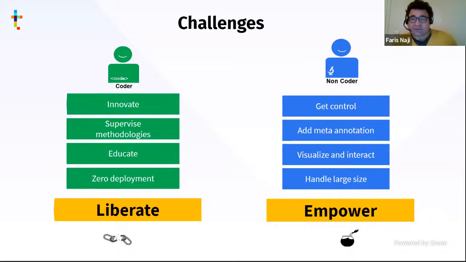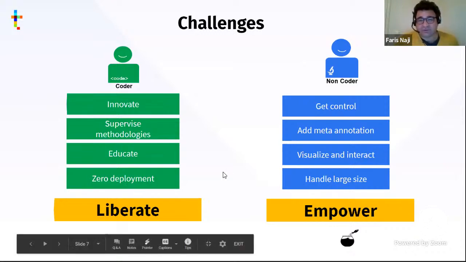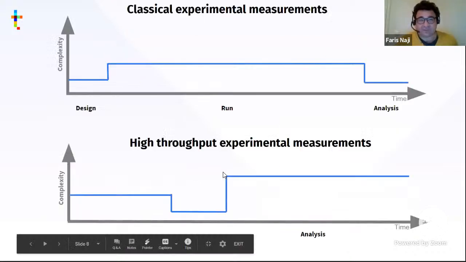And ideally the non-coder wants to get full control of the data analysis pipeline, wants to add the meta annotations, wants to visualize and interact with the data and the code and the algorithm, I would say, and handle large size. And I call this what the coder wants is a liberation, and what the non-coder wants is empowerment. And that's basically my talk.